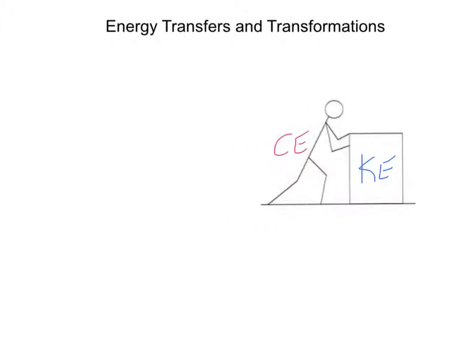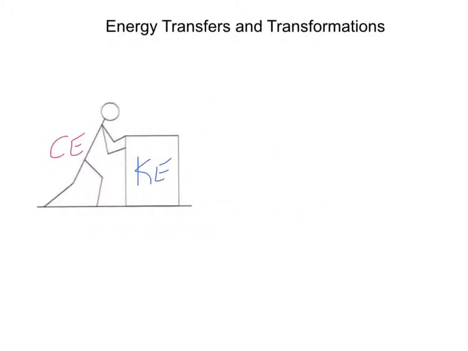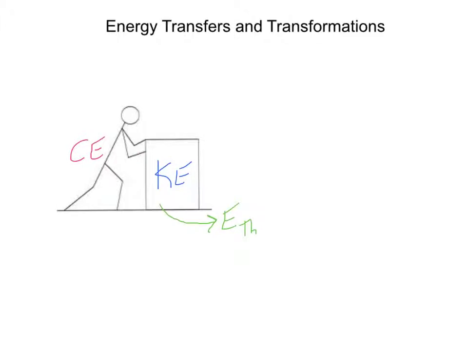But we also have to think that there's friction between the box and the floor. So as you slide that box across that floor, that friction can generate heat. So some of that chemical energy changes into heat energy. We call heat energy thermal energy. So some of that thermal energy from the box goes off into the environment. There's also a sound as the box slides across the floor. Okay? So some of that energy goes into making that sound.